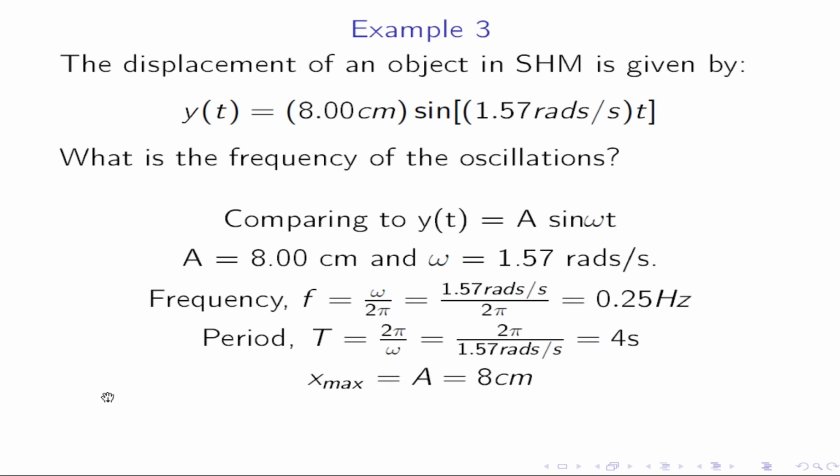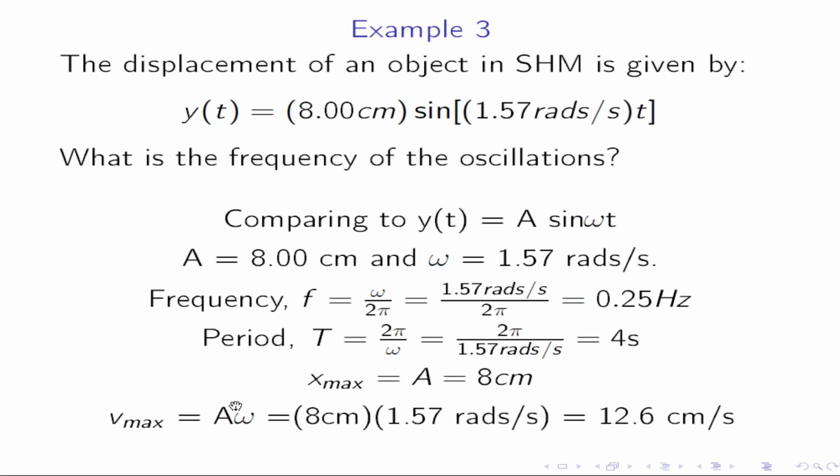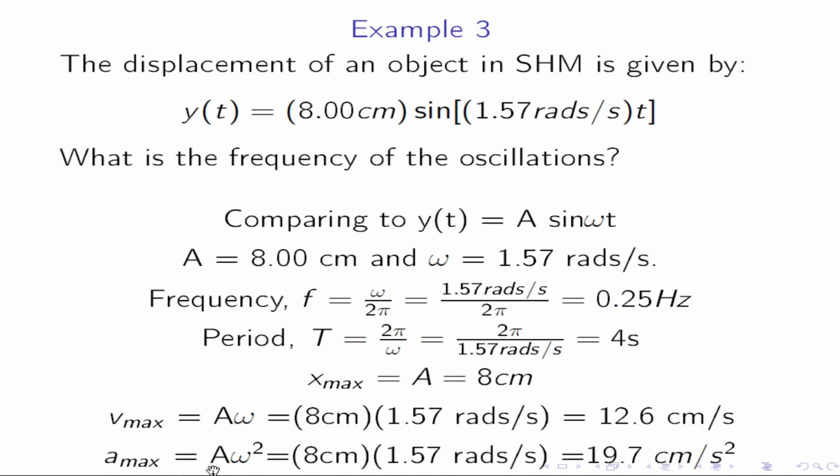X max, that is the amplitude, is 8 centimeter. Maximum velocity is A omega, that is 12.6 centimeter per second, and maximum acceleration is A omega square, that is 19.7 centimeter per second square.